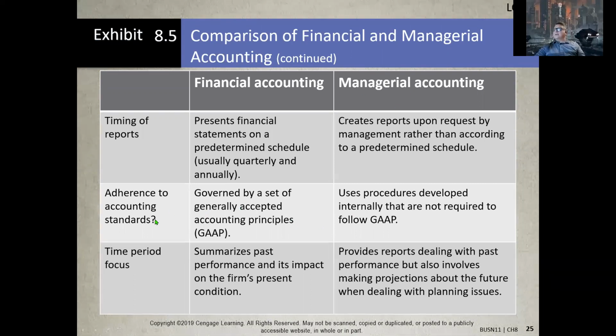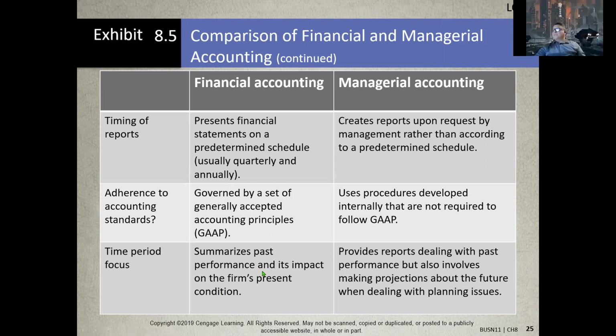Adherence to accounting standards. I'm trying to make it sound like a question. Financial accounting is governed by GAAP, and for internal managerial accounting, the procedures are developed internally and not required to follow GAAP, because this is information for people who are running the company, and like I said, proprietary information.